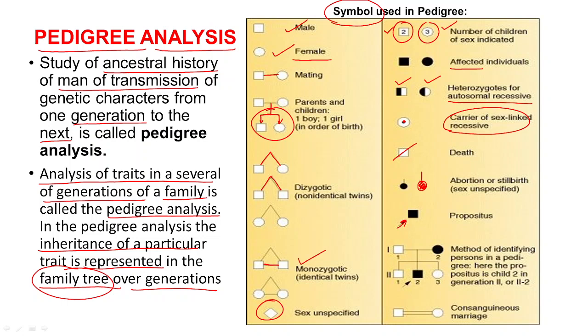Next, the method of identifying persons in a pedigree. Here the propositus is child 2 in the generation, shown by the arrow mark like this. Then consanguine marriages are represented by drawing 2 lines between the individuals. What is meant by consanguine marriage? It is marriage within the family. Marriage within the family members is called consanguine marriage.